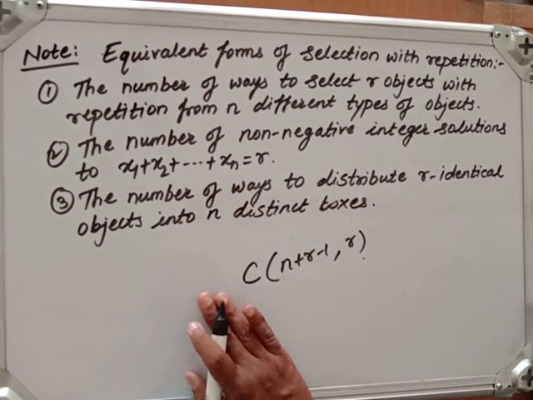Okay, so here we will stop. In the next video we will see permutation with indistinguishable objects.